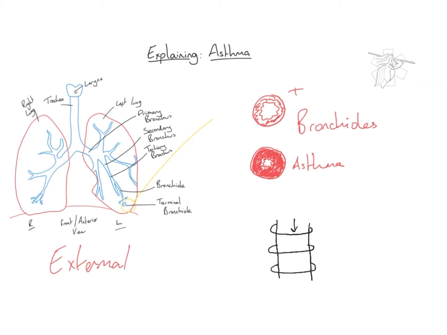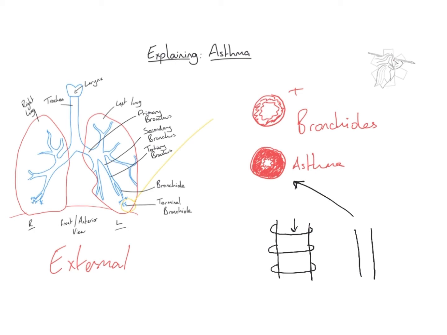We actually lose this as we get down to the bronchioles, and they're just held open with muscle. So we don't have this protective C-shaped cartilage, so they're particularly prone to narrowing and closing off entirely. And that's what we see with asthma.